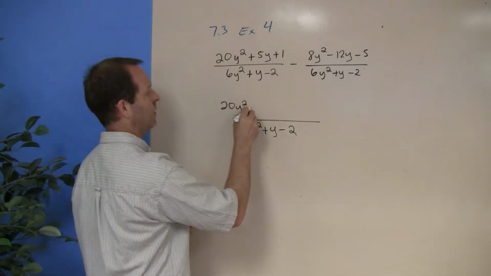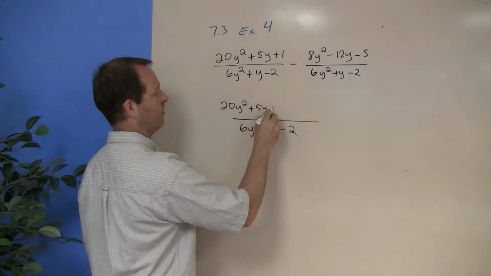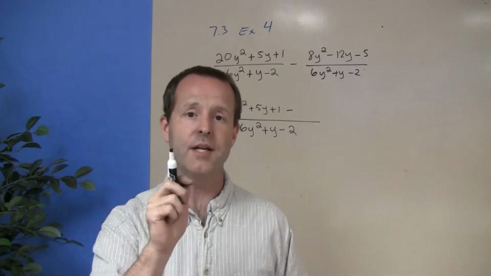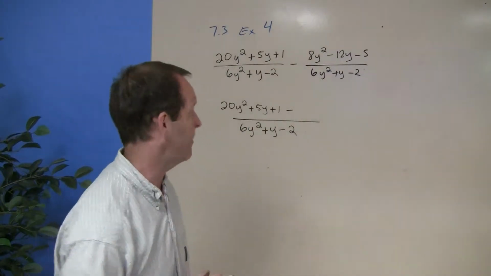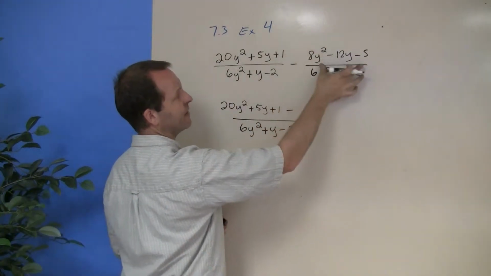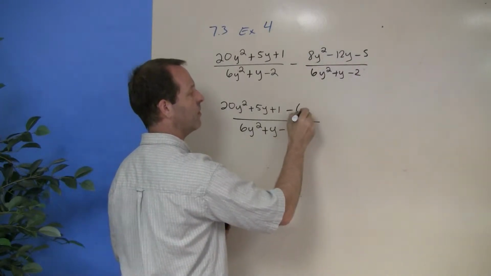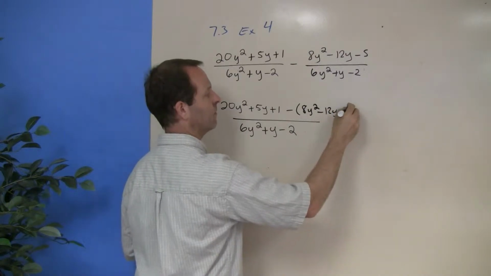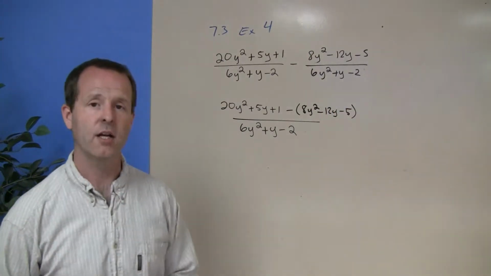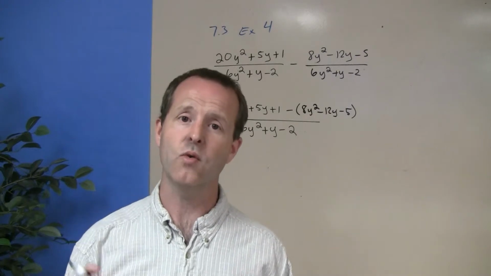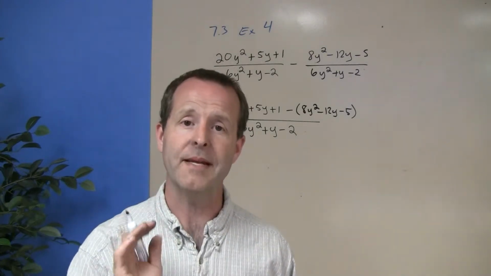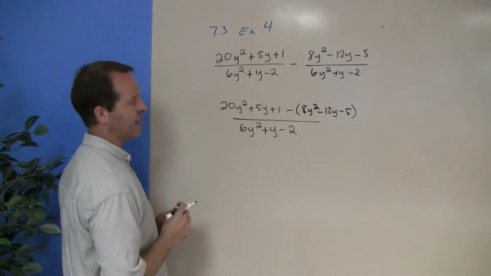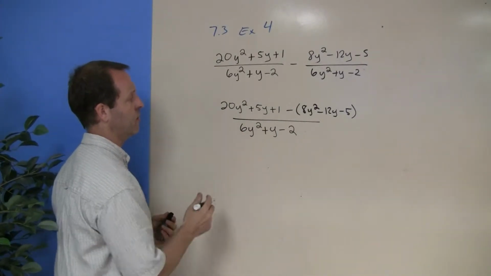20y squared plus 5y plus 1, take away. And here's where we trip people up. Watch this, guys. Make sure you pay attention to what's happening here. I'm subtracting this entire term, so I better put parentheses around it. If I don't put parentheses around it, that subtraction or negative sign will only affect that first term, rather than being distributed all the way through. So now that it's written correctly, let's go through and distribute it.